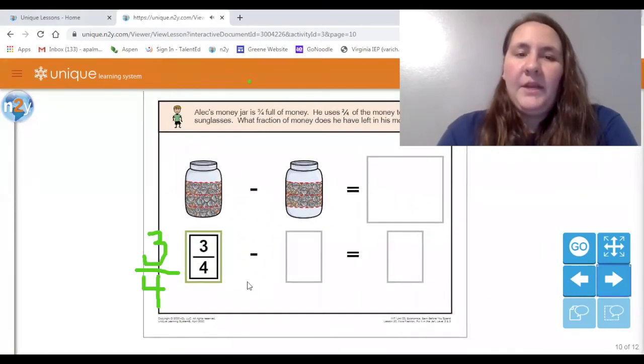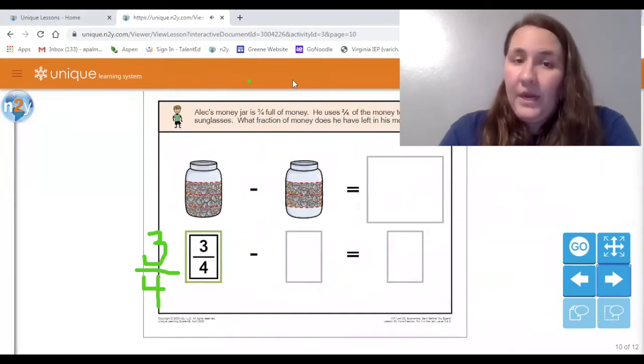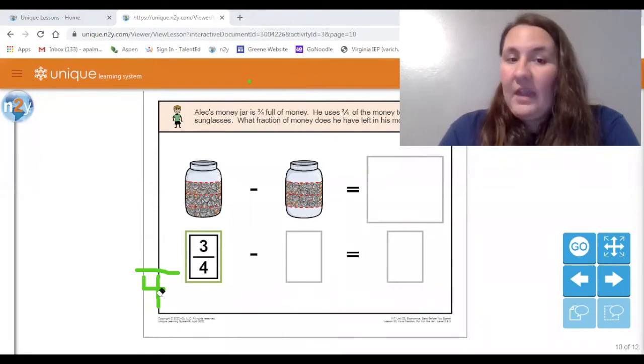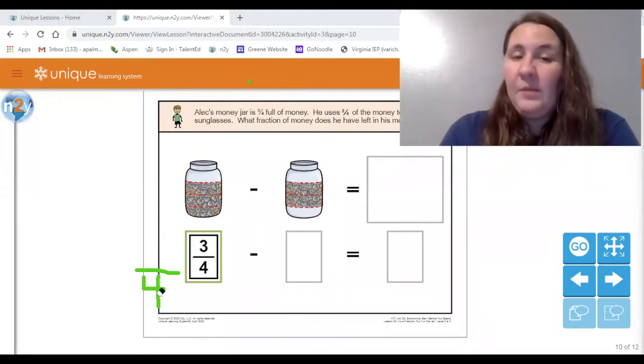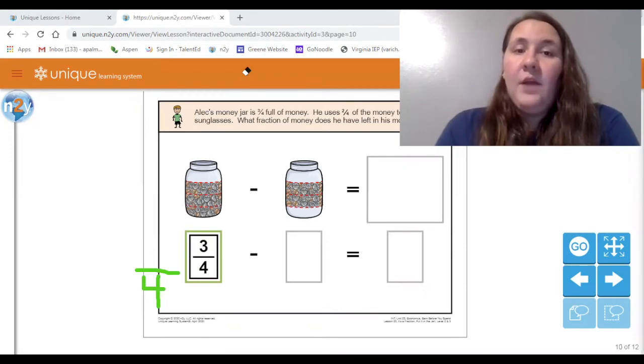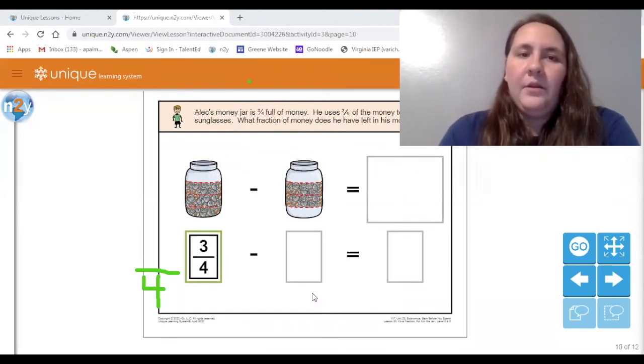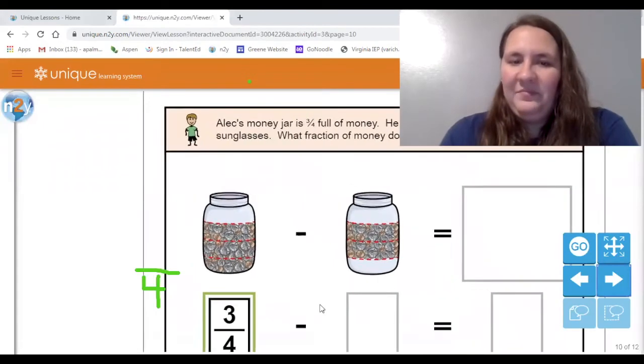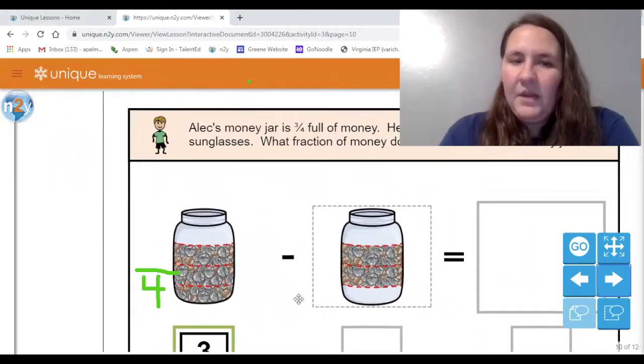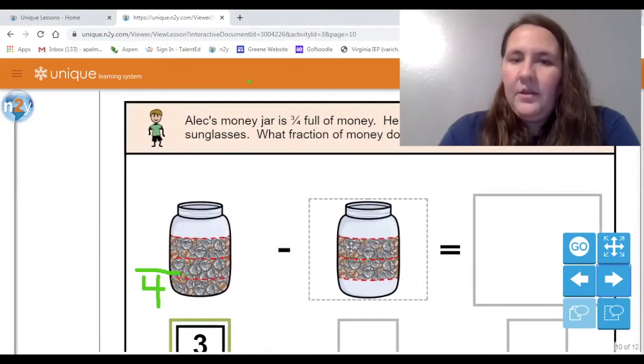Okay. I'm going to erase my numerator because I don't need that one anymore. But my denominator is going to stay the same, right? Because my jar still has the same number of pieces. So now you're going to look at this jar, and I'll zoom it in so you can see it a little bit better. But oops, maybe. There we go. Okay. How many pieces are in this jar?